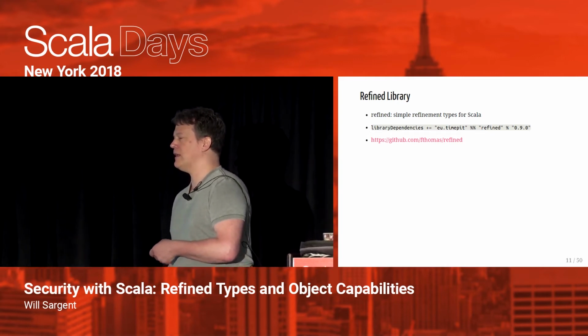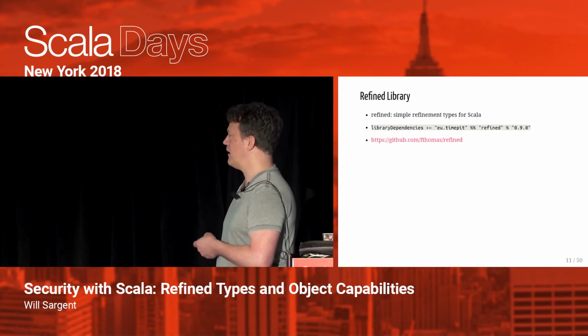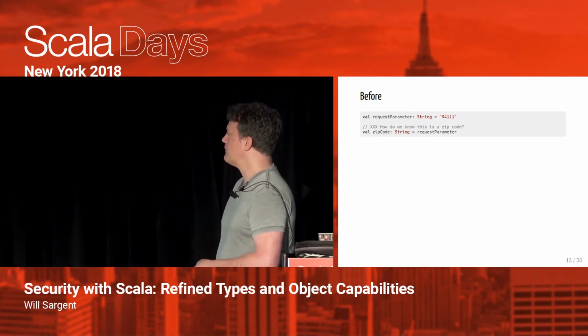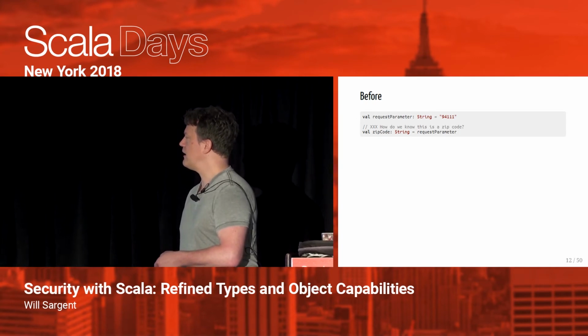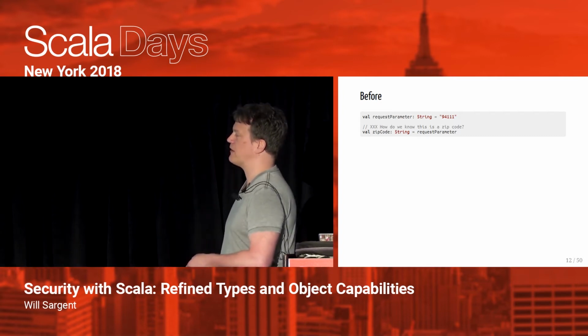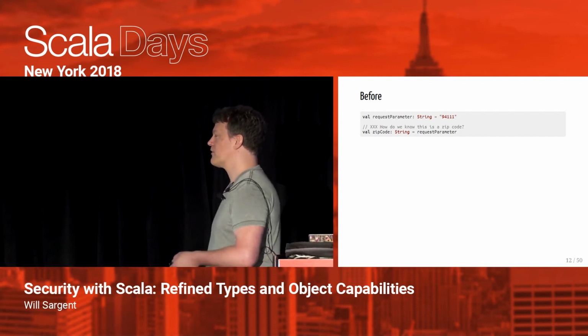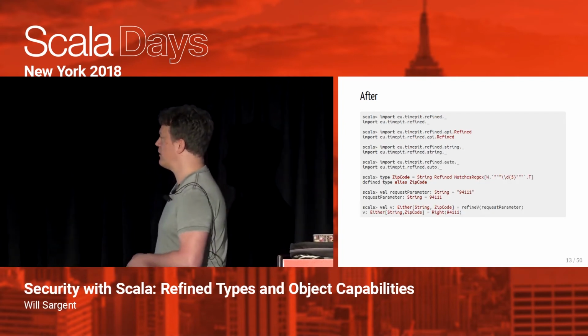And it implements refined types in Scala. Before you actually have a request parameter come in here, and you want to say, I think this is a zip code, but I'm not really sure, because you've got a string here. You're not really doing any validation on it, or even if you do, you still got a string at the end. What you want to do is turn stringly typed code into strongly typed code.